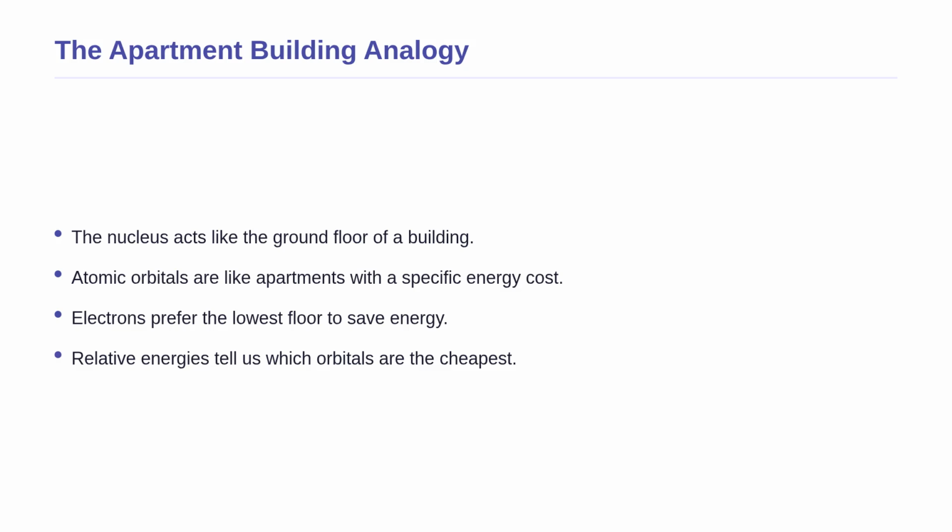To understand how electrons behave, imagine you are moving into a massive futuristic apartment building. Naturally, everyone wants to live on the lowest floor possible because it takes much less energy to walk up the stairs. In the microscopic world of atoms, electrons behave exactly the same way. The nucleus acts like the ground floor, pulling the negatively charged electrons inward. The atomic orbitals are like the apartments, and each one has a specific energy cost or rent associated with it. Relative orbital energies simply tell us which orbitals are the cheapest and which are the most expensive.